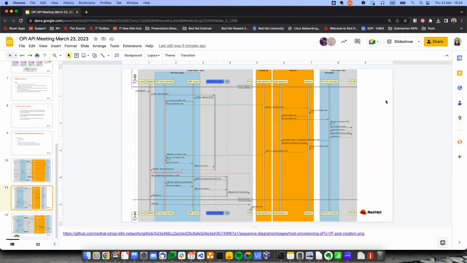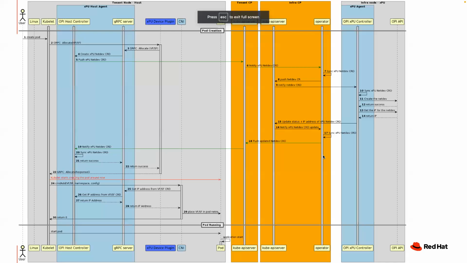One question, this CRD that you mentioned here, is that unique per XPU or is it a common kind? This NetDev CRD? So it'll be created per VF request on the host side. Okay. So this will represent the host saying, I want a VF for my pod. I guess it's an alternative to using annotations on the pod spec.